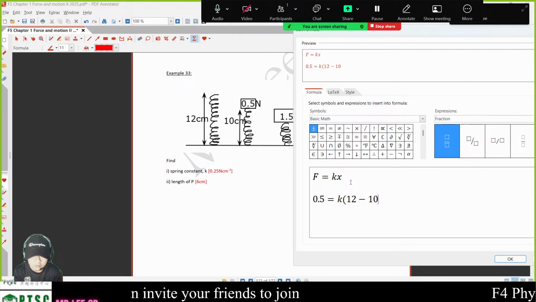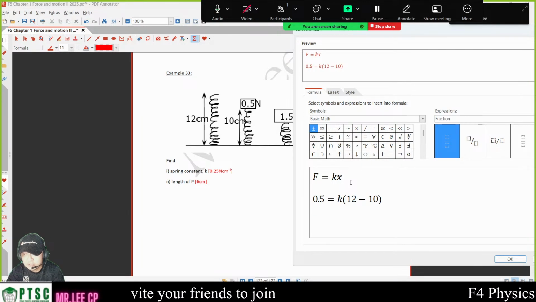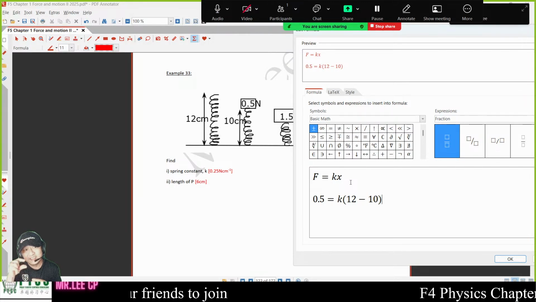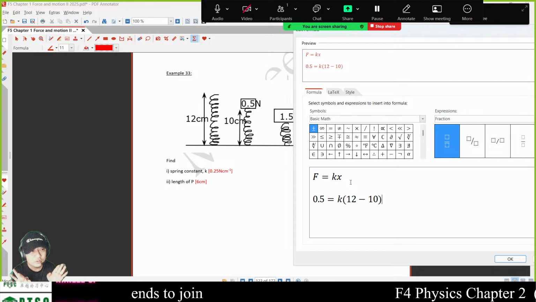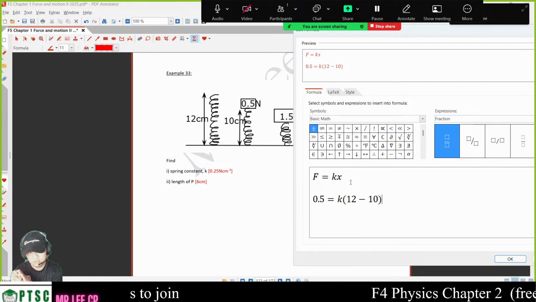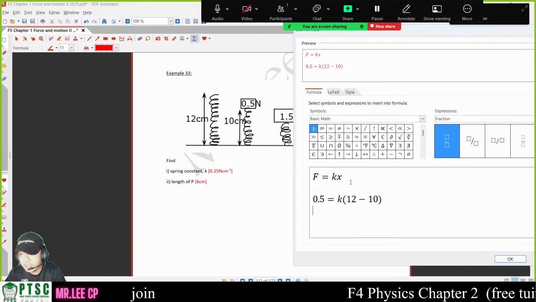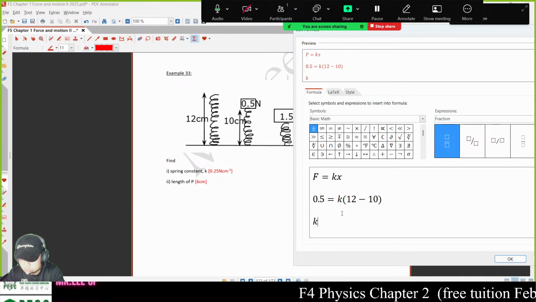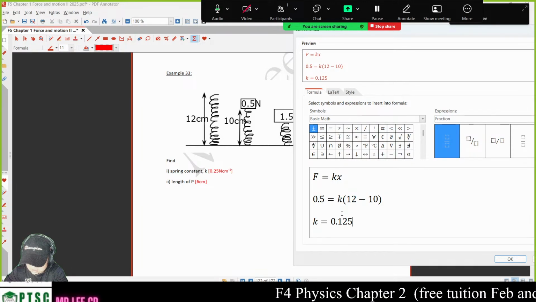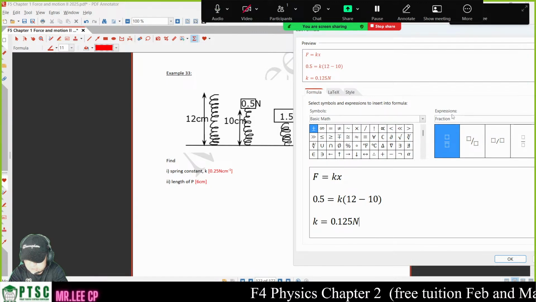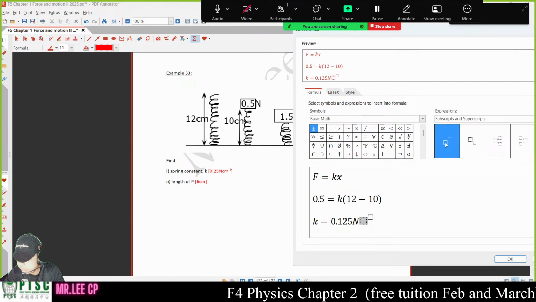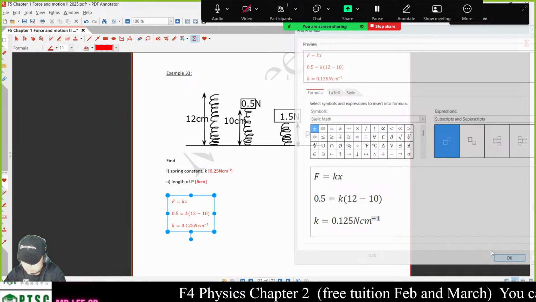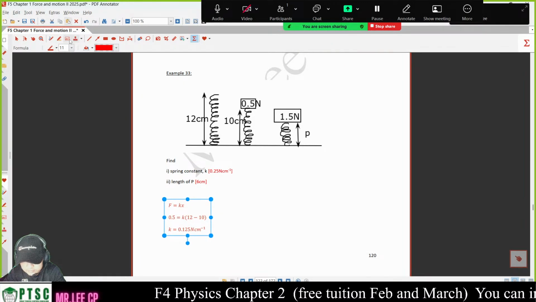You get a negative extension. Of course, if you tell me this one is extension, it is compression, where it is lesser, right? So don't use the negative number. Always use a bigger number minus a smaller number. So 0.5 divided by 2, K is 0.125 Newton per cm. No negative number, right? So the first one is done already.